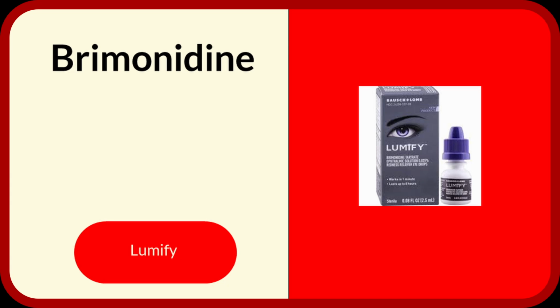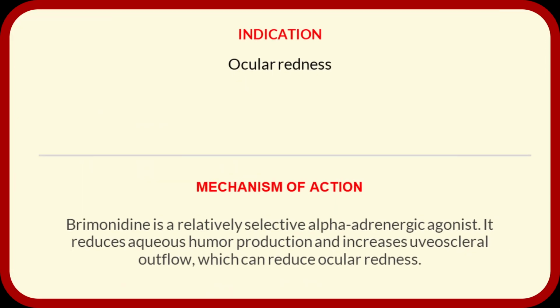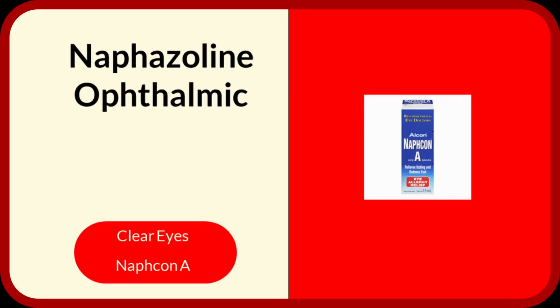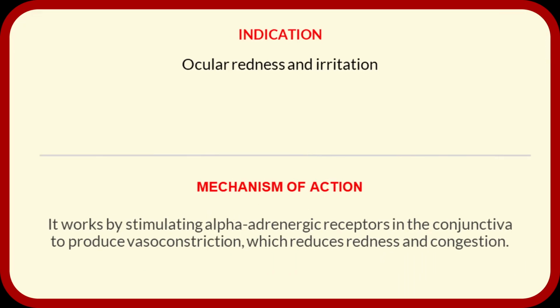Brimonidine, with the brand name Lumify, is used for ocular redness. Brimonidine is a relatively selective alpha-adrenergic agonist. It reduces aqueous humor production and increases uveoscleral outflow, which can reduce ocular redness. Naphazoline ophthalmic, found in Clear Eyes or Naphcon-A, is indicated for ocular redness and irritation.